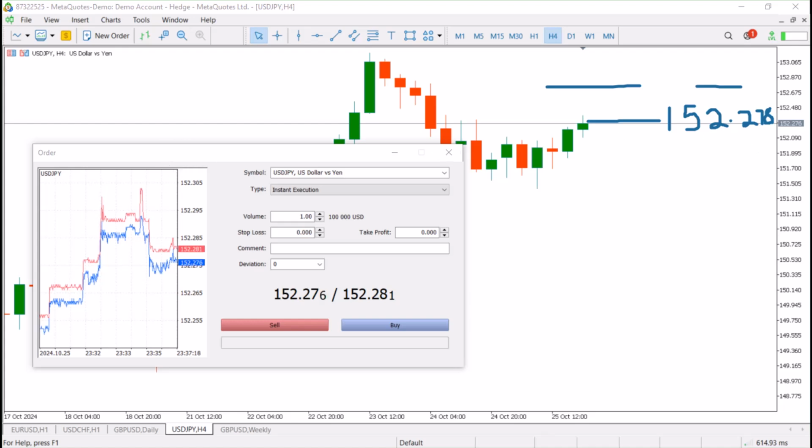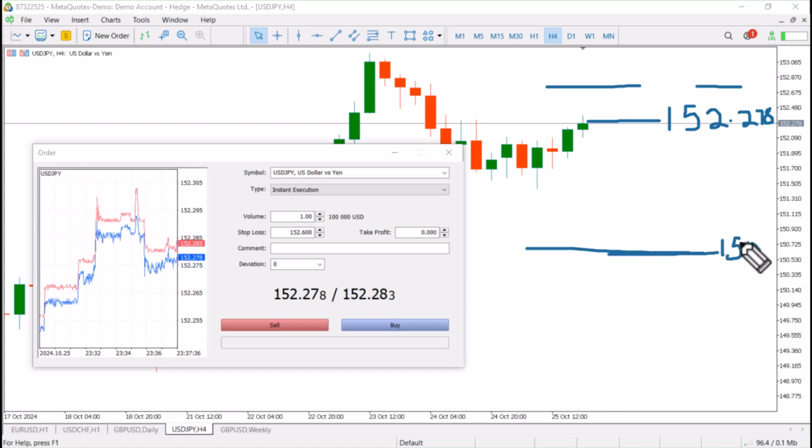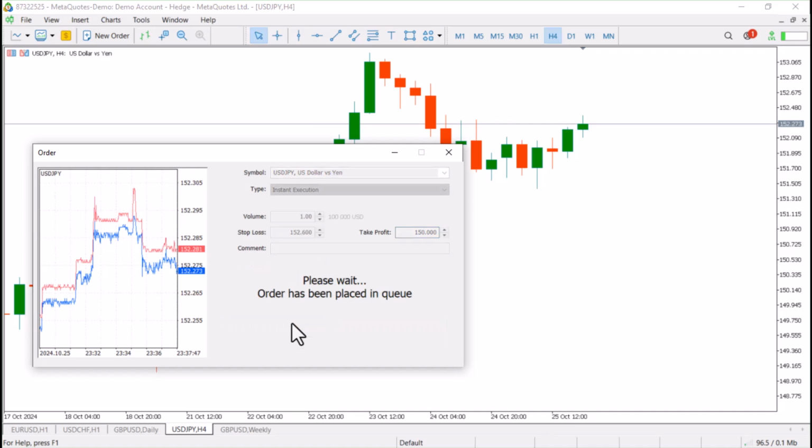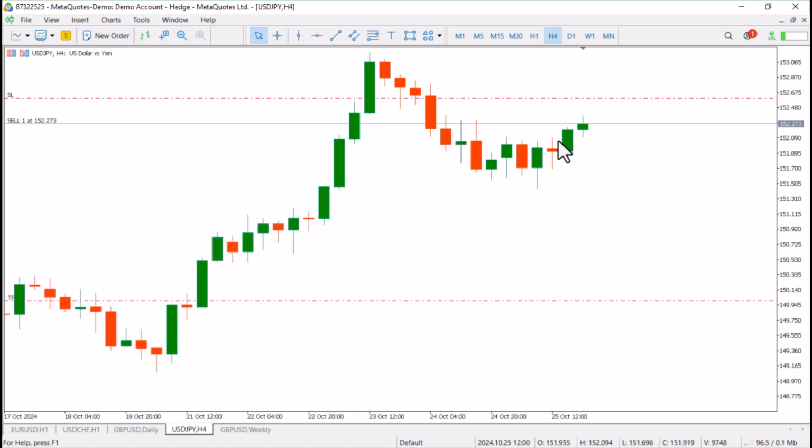Now we set our stop loss. That is the next thing after we select our volume. Our stop loss will be 152.6. That is our stop loss. Next, we determine our take profit. If we are selling, our take profit has to be lower than our entry. So let's use the 150 level as our take profit. Now we set our take profit as 150. Once we set it there, then we click on sell. You can see that sell.